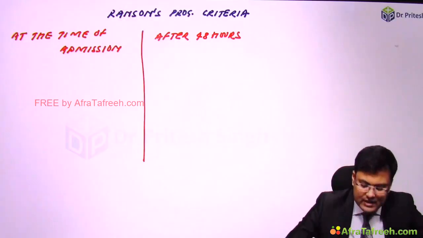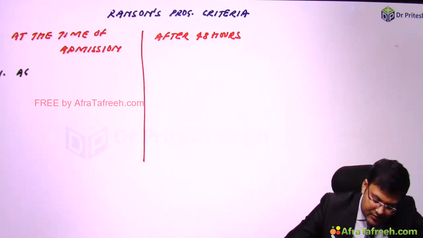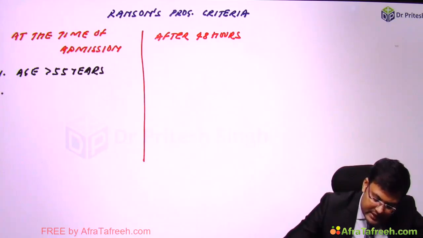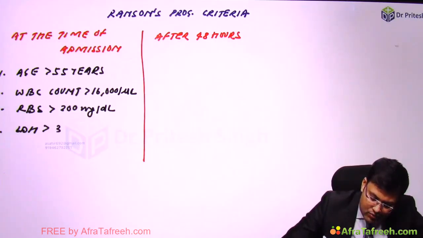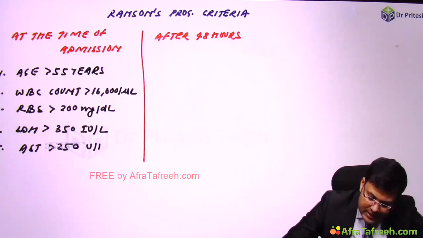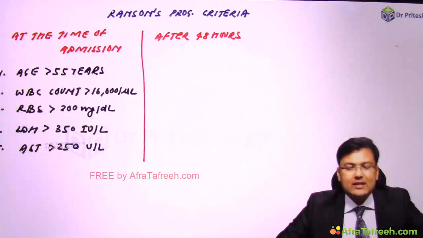First, age more than 55 years. Second, WBC count more than 16,000 per microliter. Third, blood sugar RBS more than 200 milligram per deciliter. Fourth, LDH more than 350 international units per liter. And fifth, AST more than 250 units per liter. 5 parameters assessed at the time of admission.